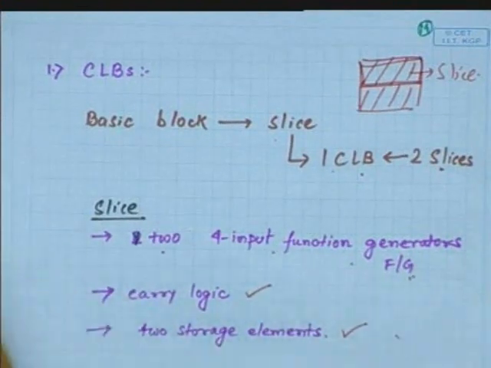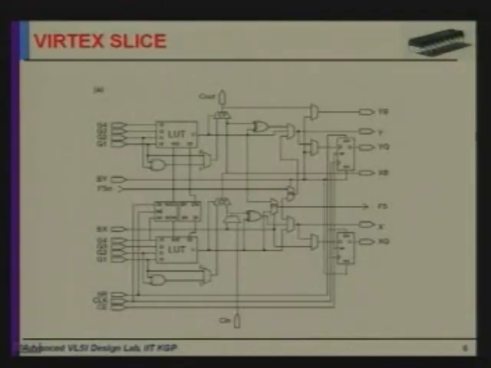Now look into this Virtex slice. What is there in a Virtex slice? You see there are two LUTs, lookup tables. These are the function generators. See, there are 4 inputs. They are numbered 2. So there are two 4-input function generators.